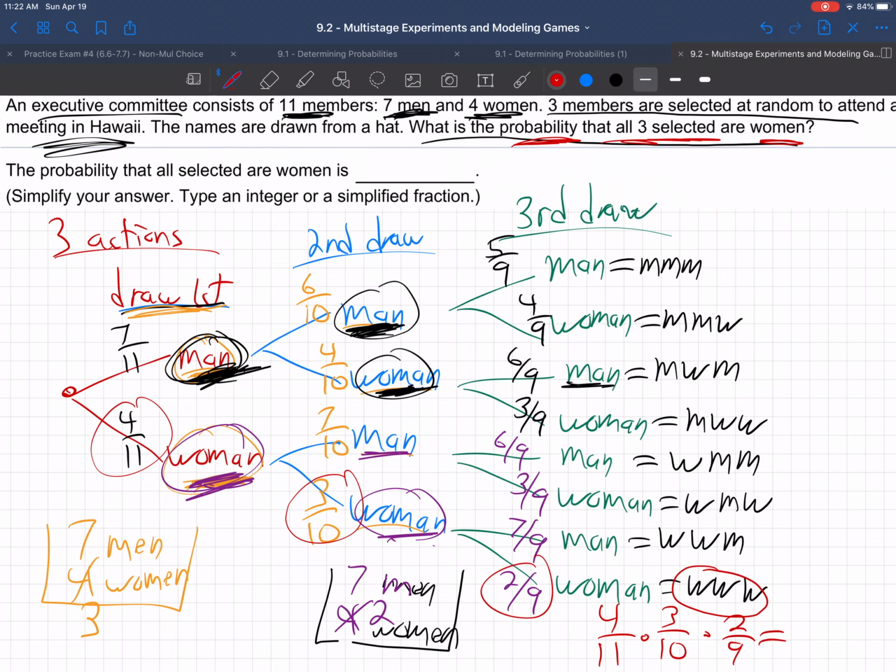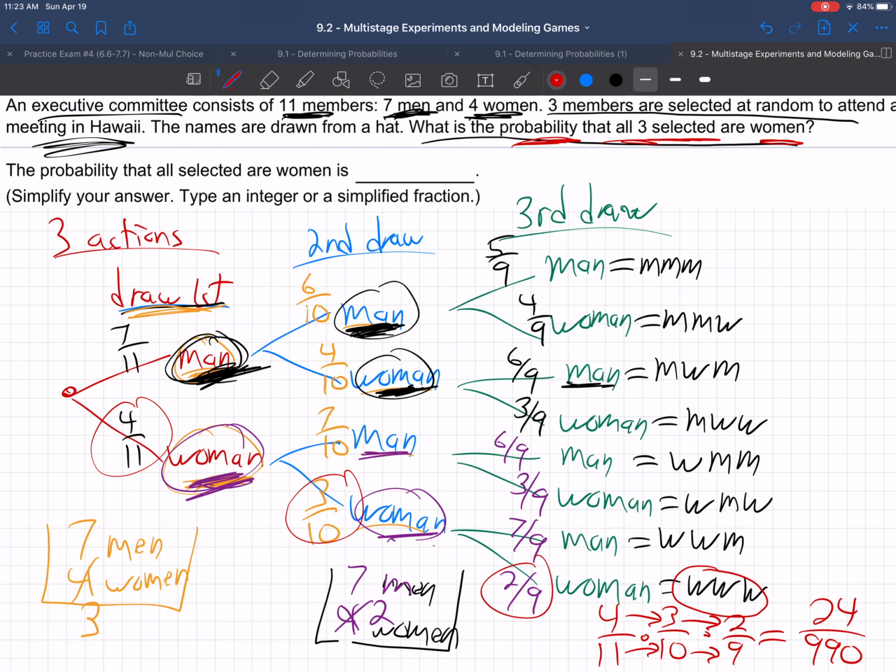So what do we get? You can cross-cancel or multiply. So I'll just multiply. 4 times 3 is 12 times 2 is 24. I just multiplied 4 times 3 times 2. On the bottom, 11 times 10 times 9, 990.